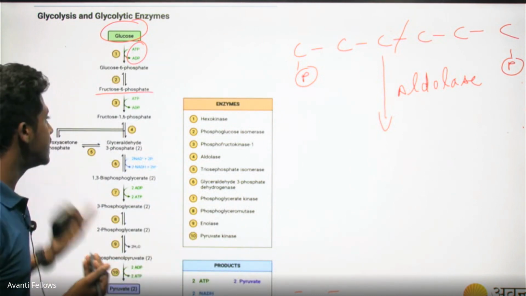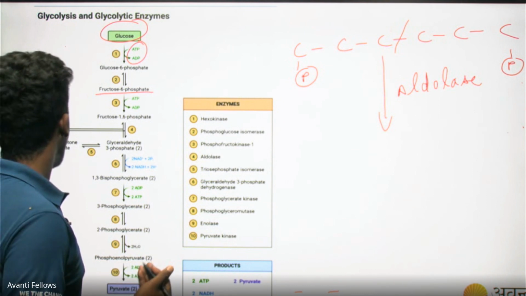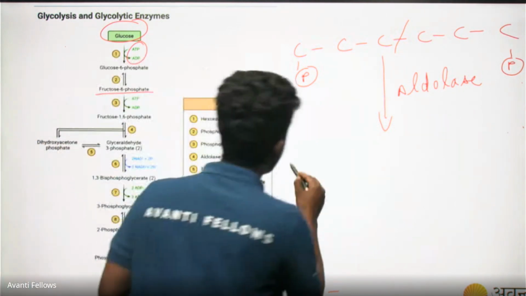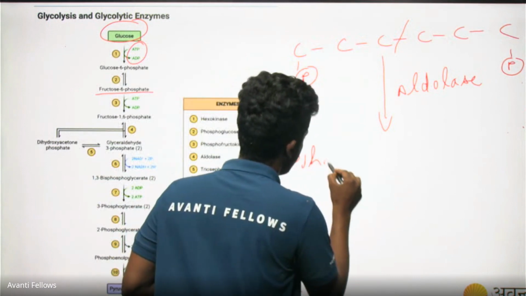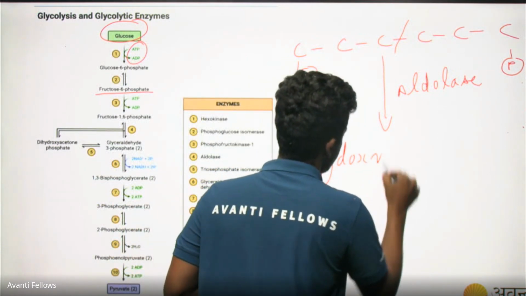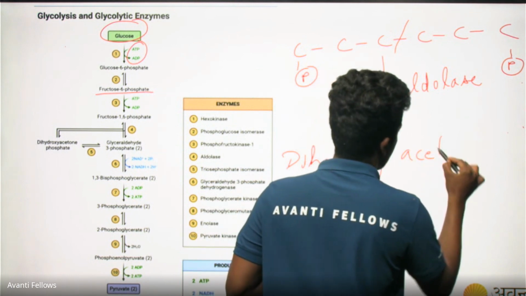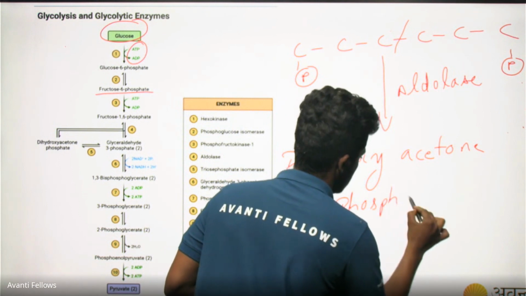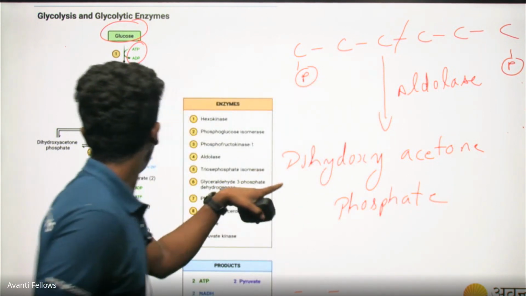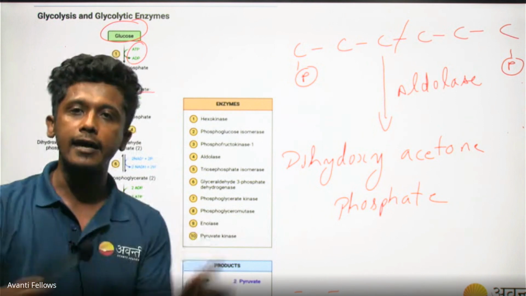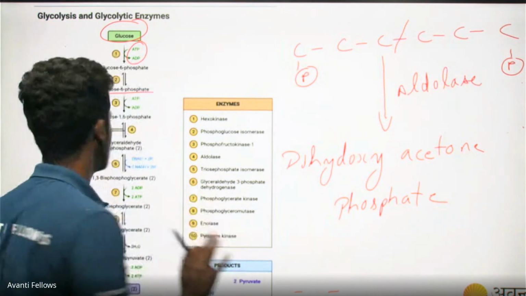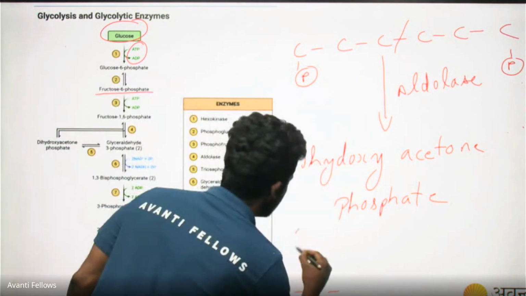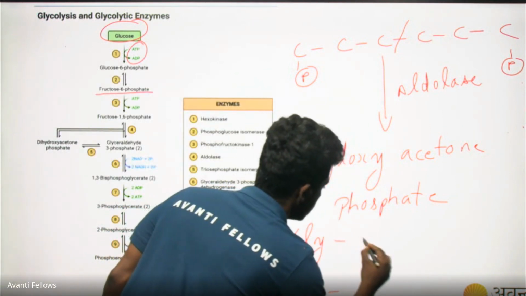So what are these 3 carbon containing compounds? One is called dihydroxyacetone phosphate. See, this dihydroxyacetone phosphate is interconvertible. You understand this point? I will put 2 compounds. One is dihydroxyacetone phosphate. The other one is glyceraldehyde 3 phosphate.